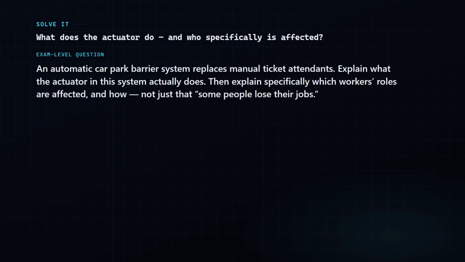Here is your exam level question. An automatic car park barrier system replaces manual ticket attendance. Explain what the actuator in this system actually does. Then explain specifically which workers' roles are affected and how, not just that some people lose their jobs.